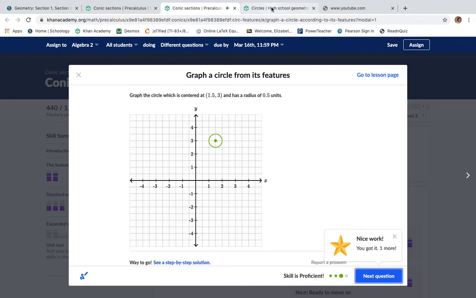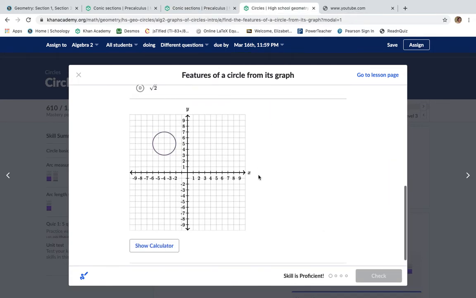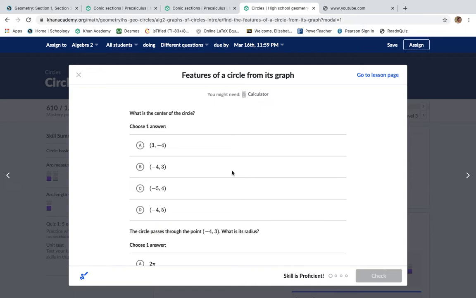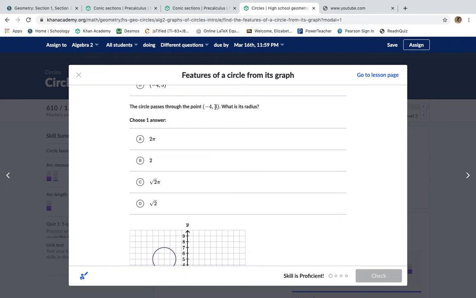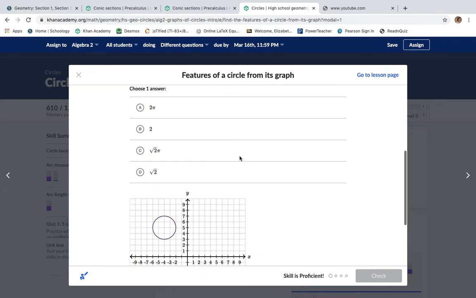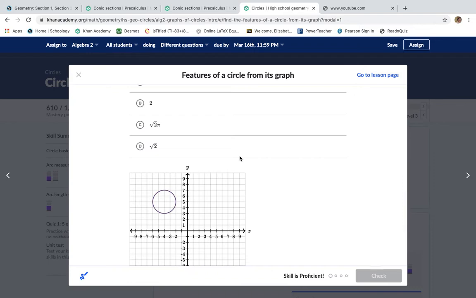Our other kind of problem today, you are going to be given a graph and asked two questions about it. What is the center? And then it'll give us a point that it passes through, and it wants us to say what is the radius. So now for these, I'm going to try to mark up on the screen here.